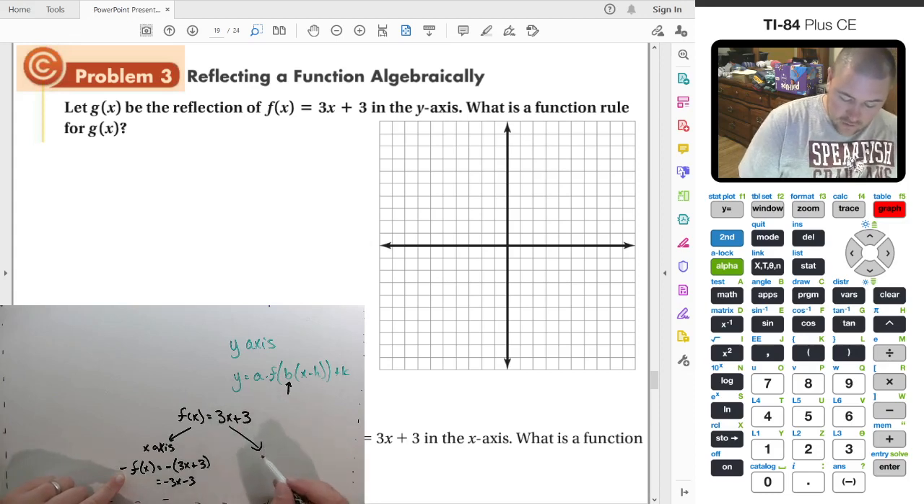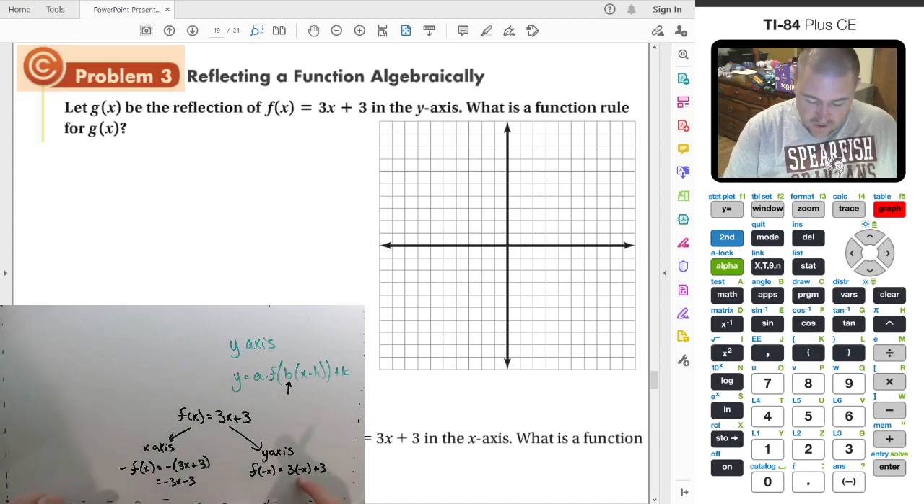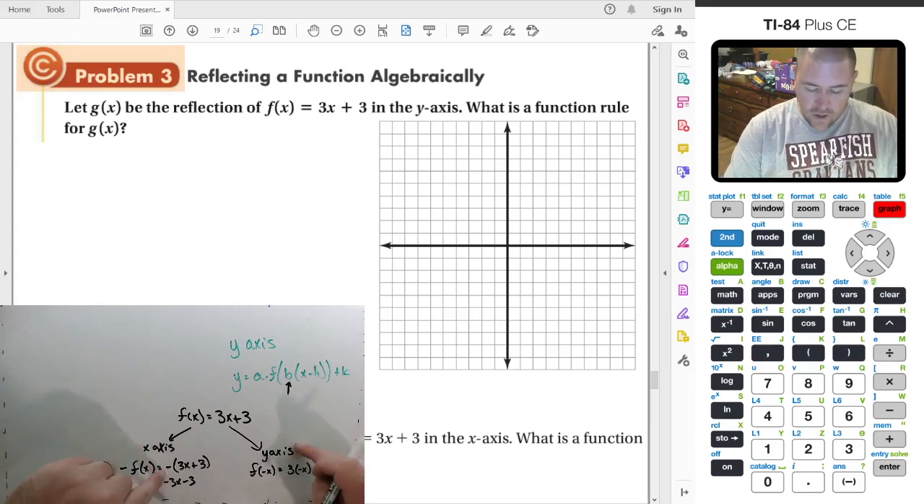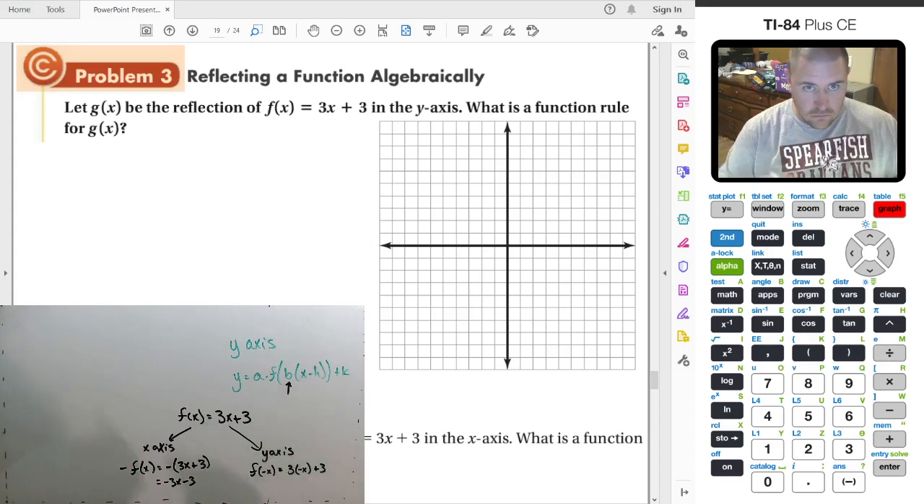Versus if I go to the y-axis, now it's f of negative x. So I replace only the x with a negative x. Okay, you only negate this part versus the entire thing. That's a difference. X-axis, negate it all. Y-axis, just the x. Cool? I hope so.